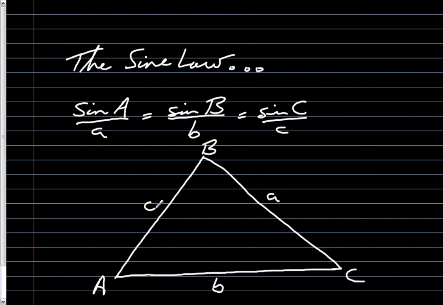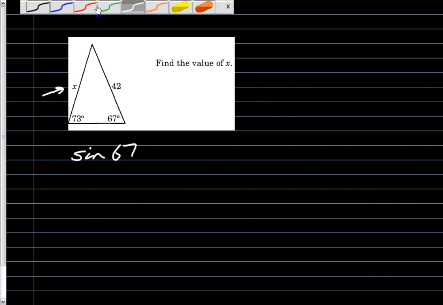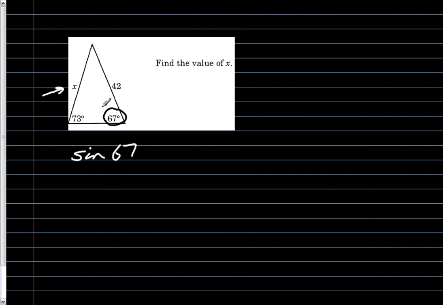Alright, so knowing this, let's go back to our first question from exercise 19 and take a look. Here we have the side x that we're looking for. You can flip this around, but for now let's leave it alone. Let's say this is going to be the sine of 67, and I chose 67 because this angle is opposite the side we're trying to find. So the sine of 67 degrees divided by x is going to equal the sine of 73 degrees divided by the length of the side opposite it, that is 42.